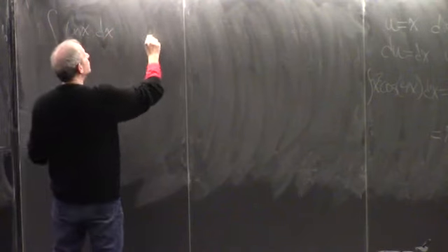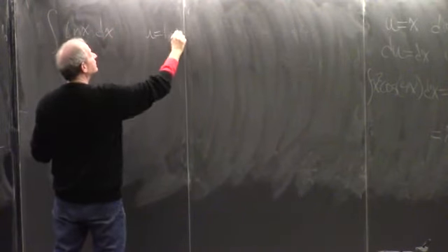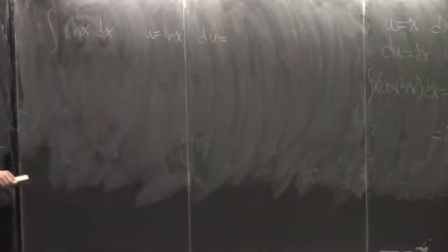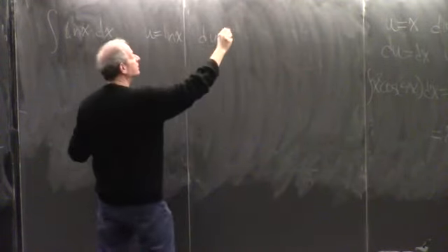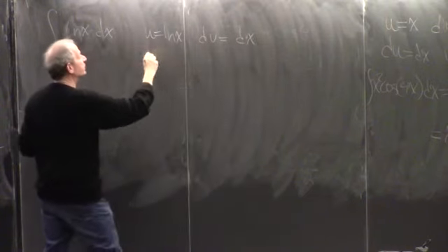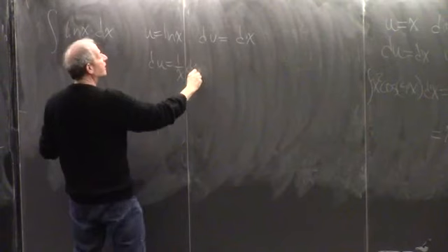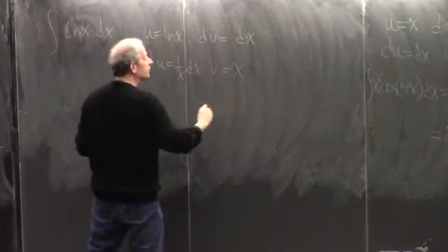Let u equal natural log of x. dv, well, what's dv equal to? dv is just going to be dx. It's going to be 1. Remember, there is a 1 in here. So dv is dx. So when you differentiate u, you get 1 over x dx. And when you integrate dv, you get x.